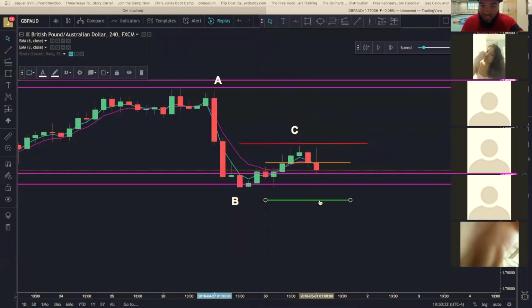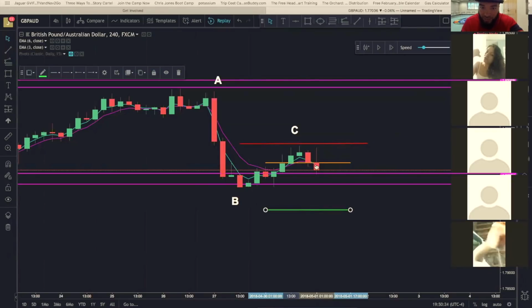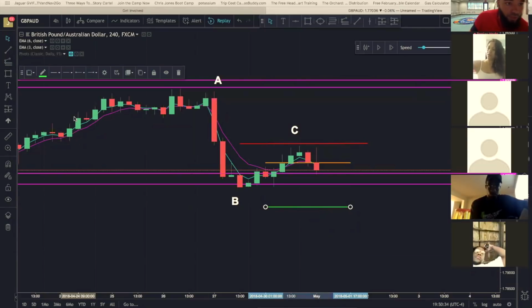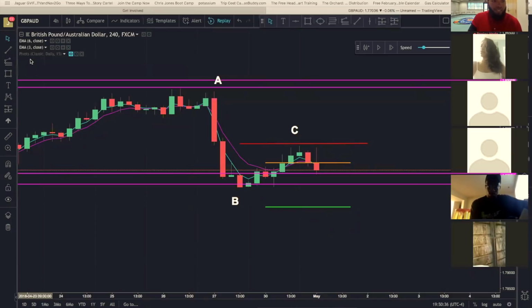The take profit is down here, green line. This is a sell because we're trying to go to the green line. We're not trying to go to the red line. We're trying to go to the green line. Okay. So yeah, that's that. So that's the answer to that question.